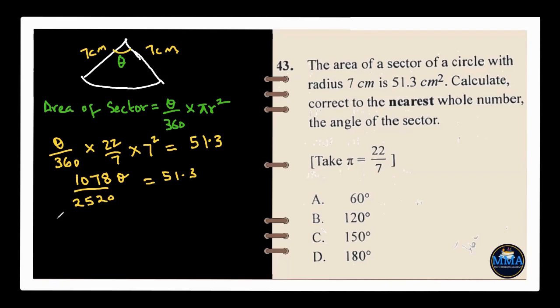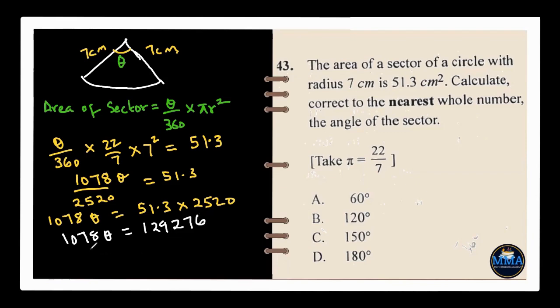So we cross multiply, you have 1078 theta equals 51.3 times 2520. Now, if we keep solving, we have 1078 theta equals 129276. So theta is going to be 129276.